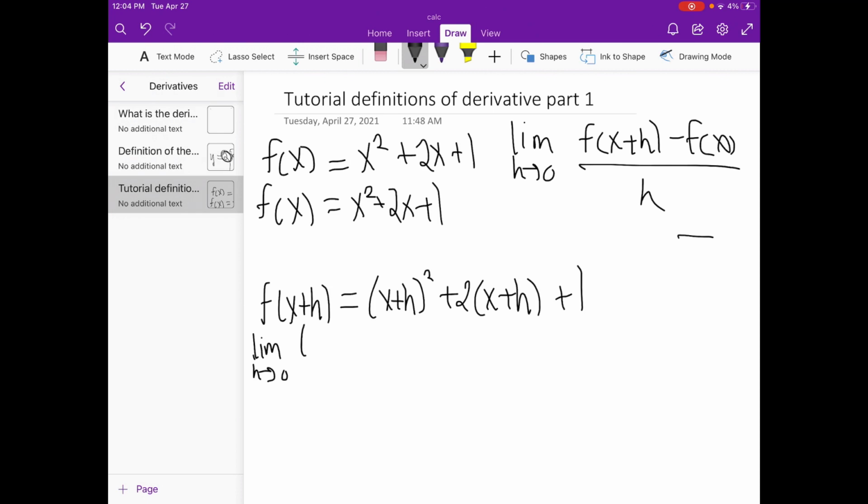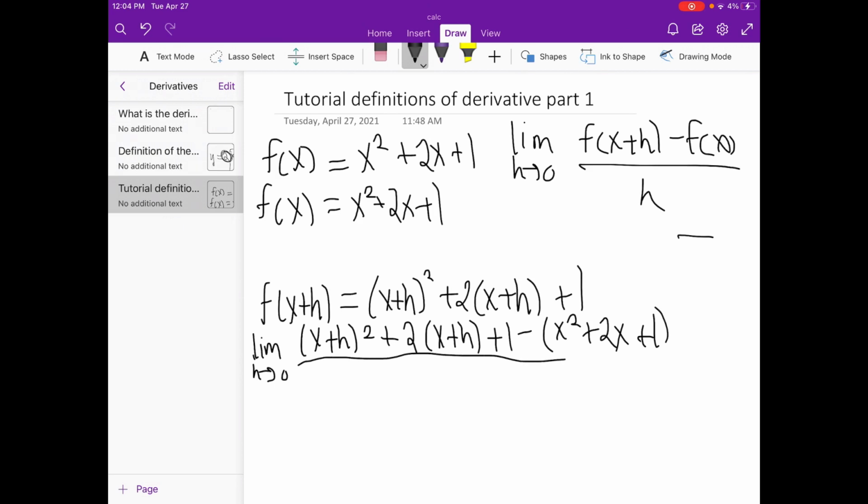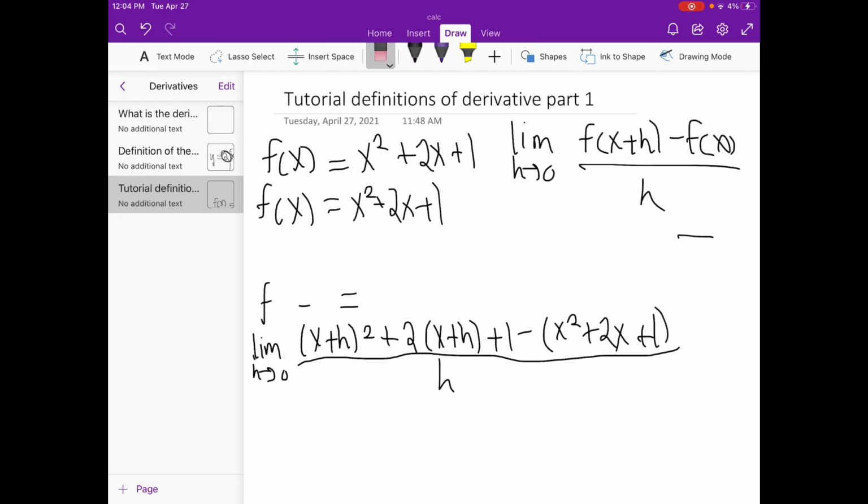The limit as h approaches 0. So let's put that in, f of x plus h. So we got x plus h squared plus 2x plus h plus 1 minus bracket x squared plus 2x plus 1, all over h.